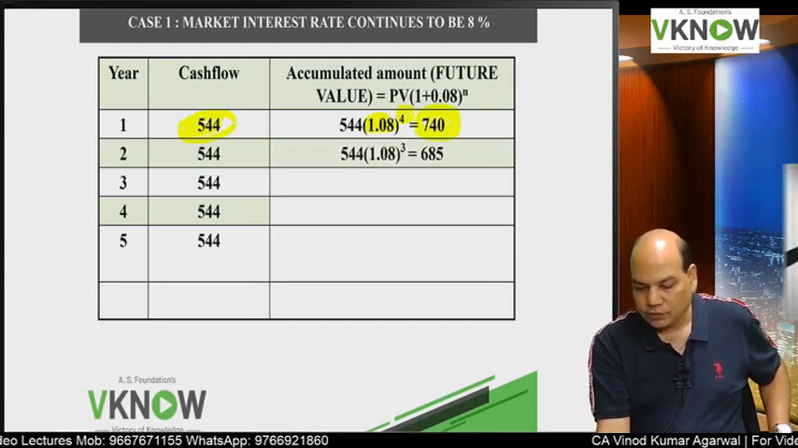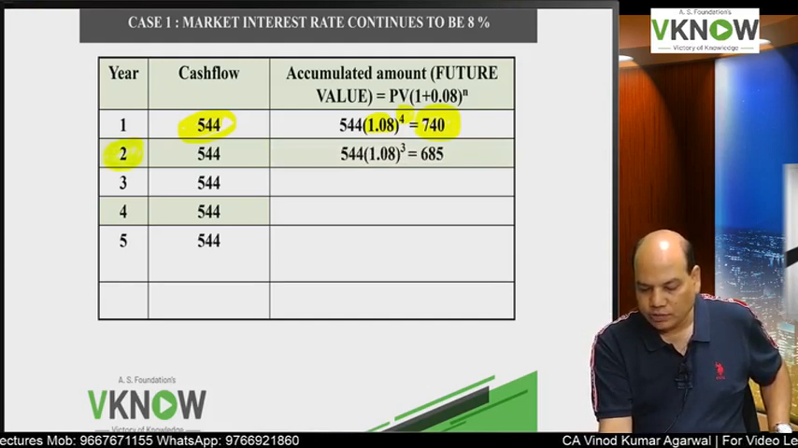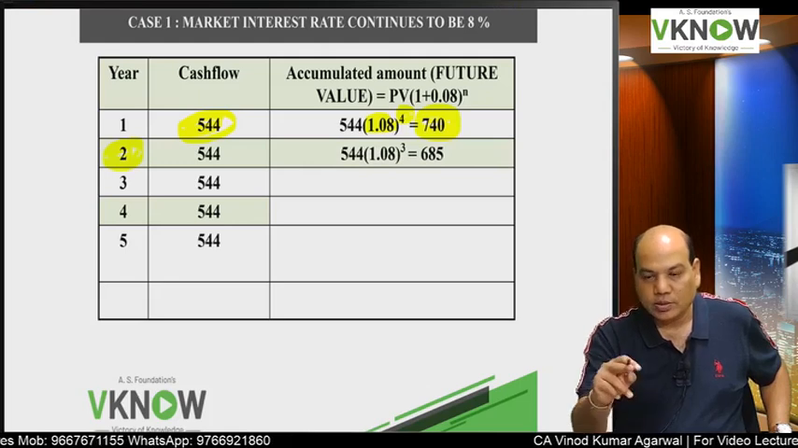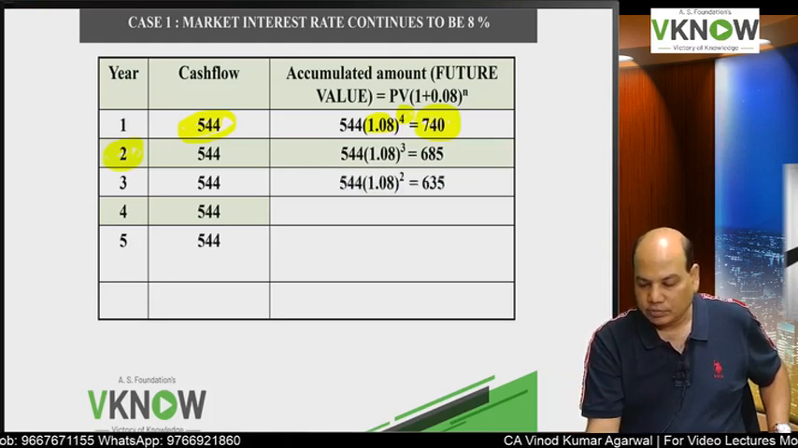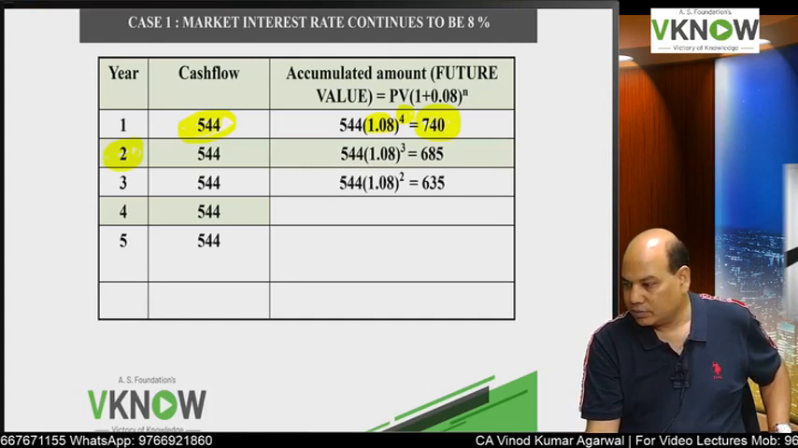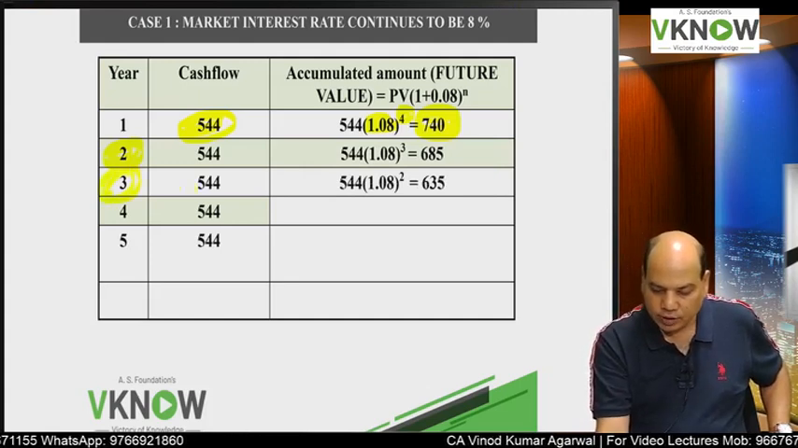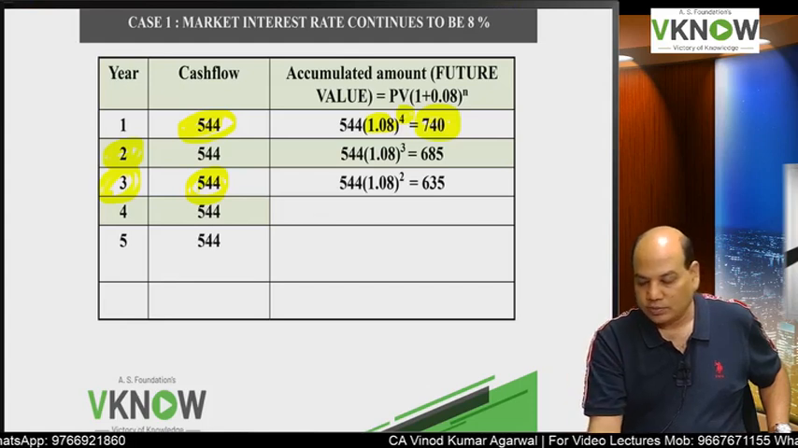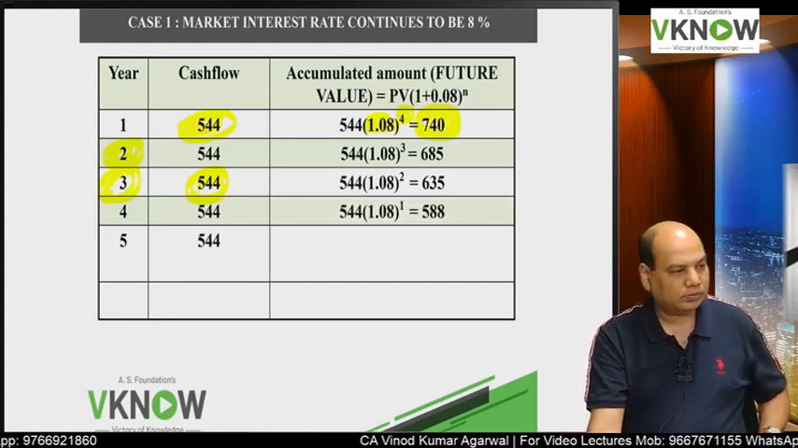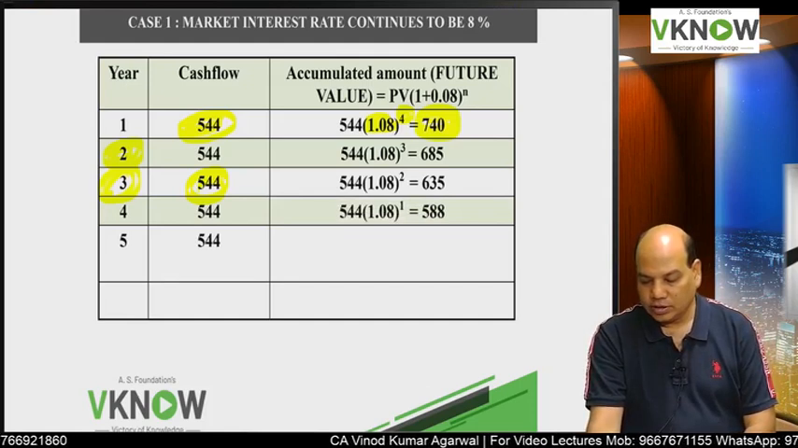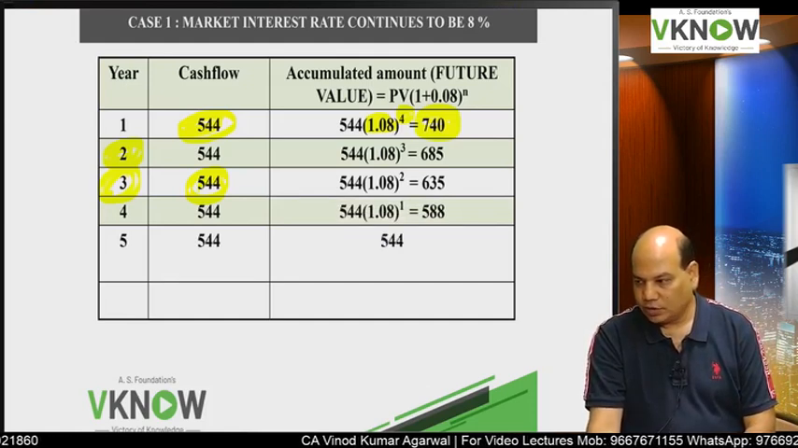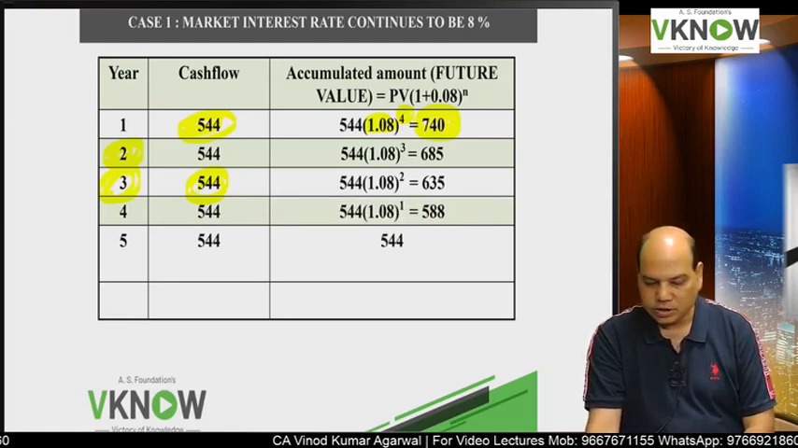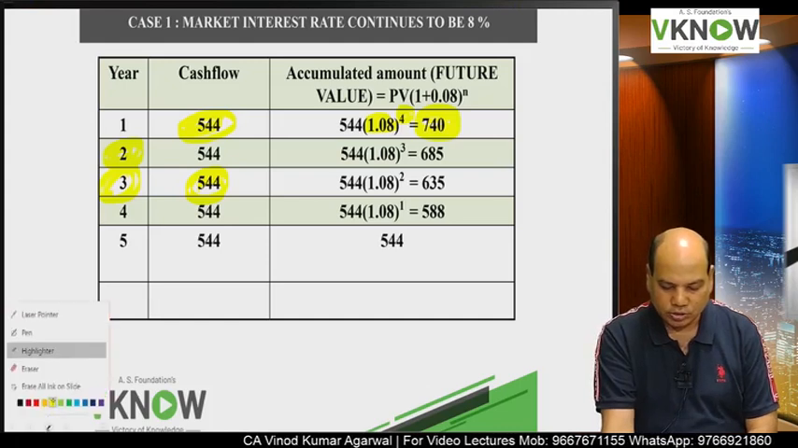This 544 which you will receive at the end of year 2 can be invested for 3 years. So you will get 685. This 544 you get at the end of year 3, you will invest for 2 years, 635, 588, and this is 544. Wait, one more thing. Wait. Don't take total.